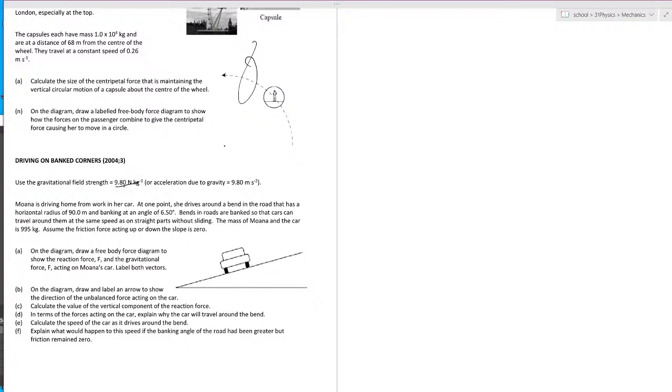We got 9.8 newtons per kilogram, which is the same as 9.8. Nowadays, I think you'll be given 9.81. This is a very old question, obviously. Moana is driving home from work in her car. At one point, she drives around a bend in the road that has a horizontal radius of 99.0 meters. Maybe I shouldn't use my little highlighter for bits like this.